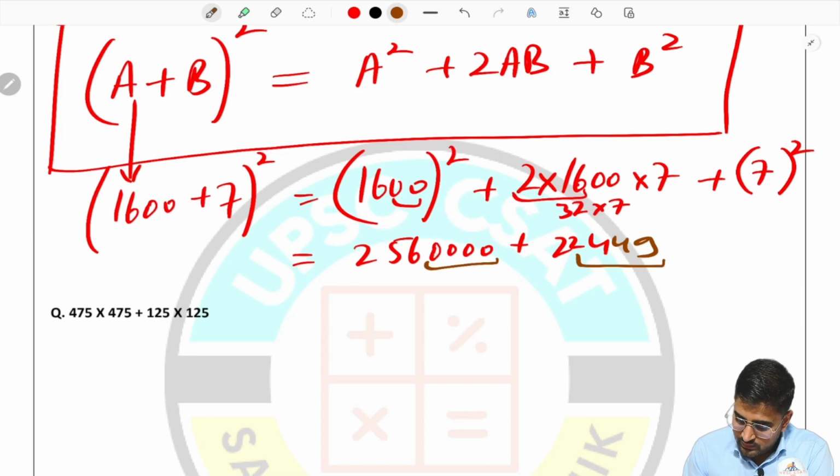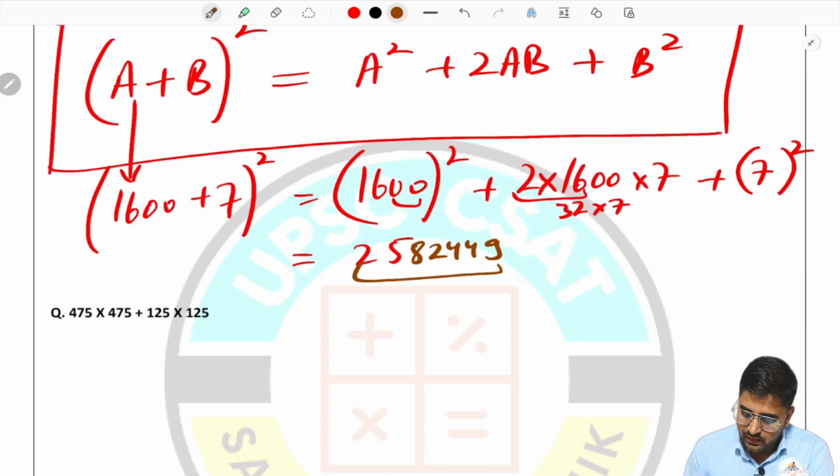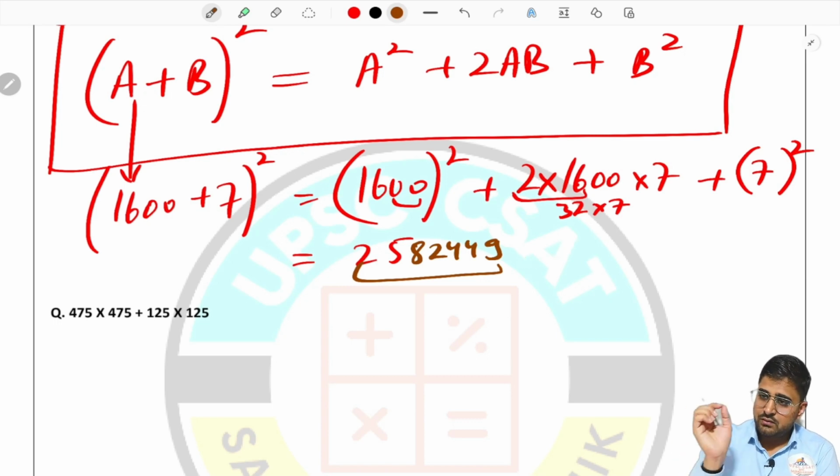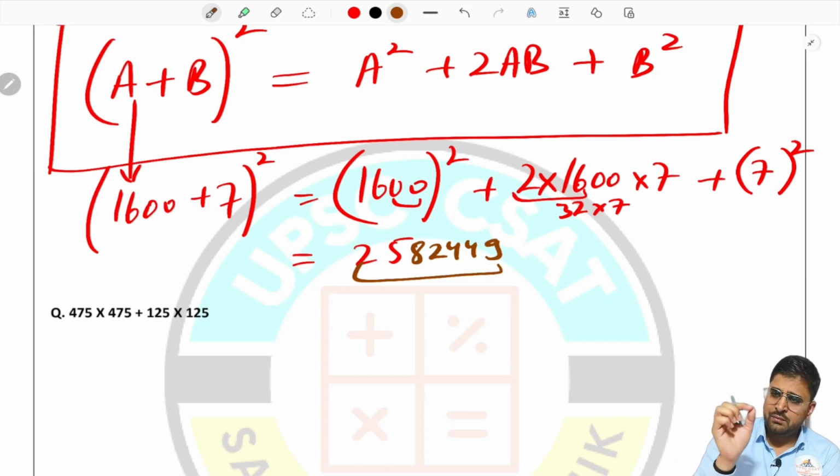So again same concept. Just write 2449. And now you say, sir, it's a 2 here. What will we do? Nothing, add it in here. You will get 2582449 as the answer. Okay. I hope you understand this. If you do not understand this, please rewind this concept, you will get to understand. Let's do the next question.